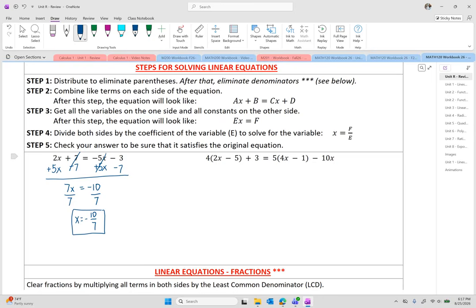My check step, step number 5, is to make sure that I did get the correct answer. So I'm going to plug in 2 times negative 10 sevenths plus 7 on the left side, and I'm going to plug in negative 5 times negative 10 sevenths minus 3 on the right side. And if they are the same number, then I will know that I have done a good job solving the equation.